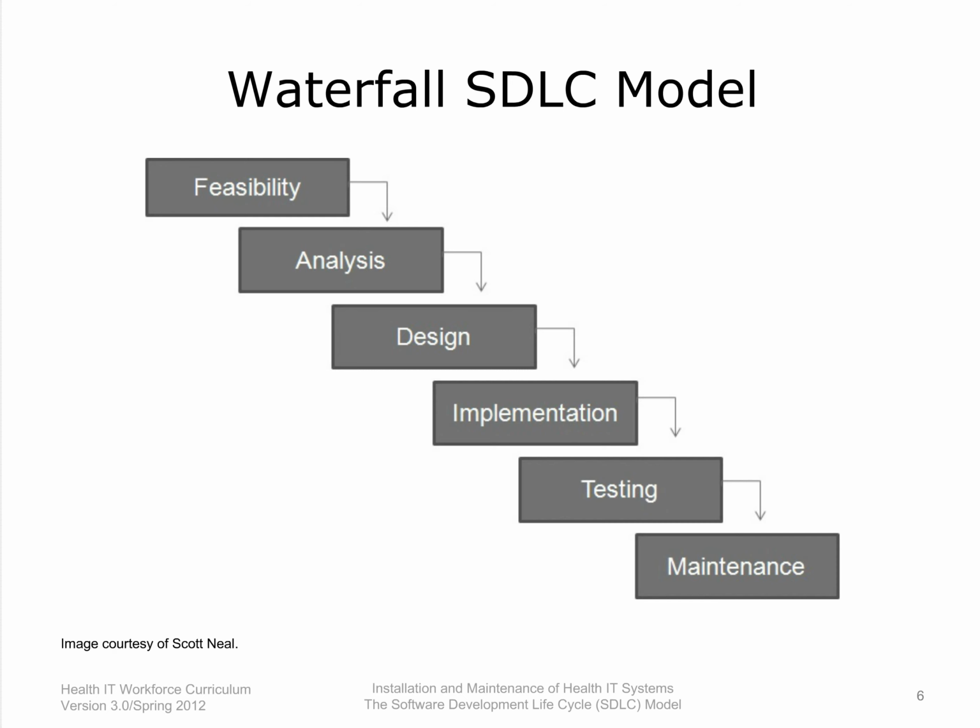Slide 6. Now, let's take a brief look at how these phases can relate to each other, initially using the so-called Waterfall model. The initial assessment of feasibility is followed by an analysis phase, which is followed by the design phase, which is followed by the implementation phase, then the testing phase, then the maintenance phase.